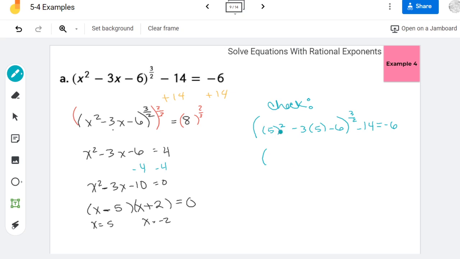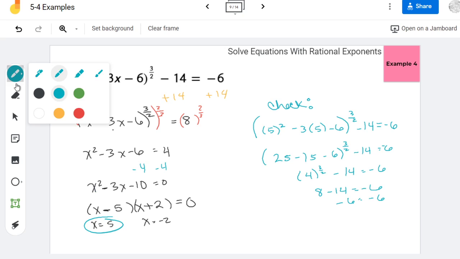Okay, so here 5 squared is 25, 3 times 5 is 15. 25 minus 15 is 10, minus 6 is 4. So the square root of 4 is 2, and if you cube it, you get 8. Alrighty, so 5 is certainly a solution. Now we're going to check with the negative 2.